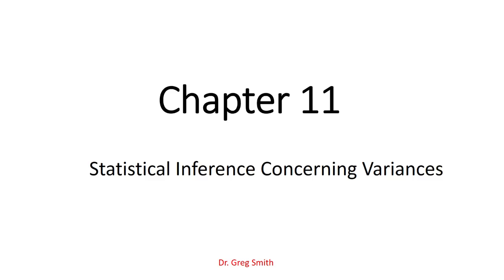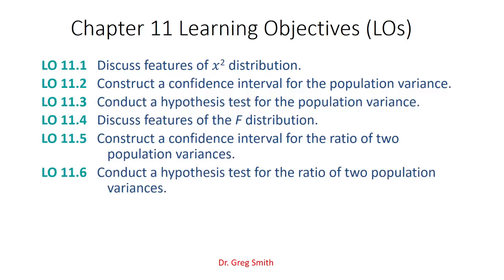We're going to move on from this ultimately to something called ANOVA when we look at multiple means simultaneously, but we'll be looking at something called an F statistic, and that's brought up here. So in Chapter 11, what we're going to do is talk about the chi-square. We're going to build confidence intervals for the population variance. So we're going to try to build around sigma squared.